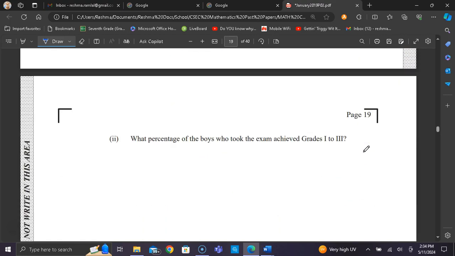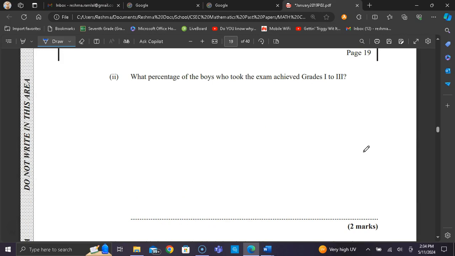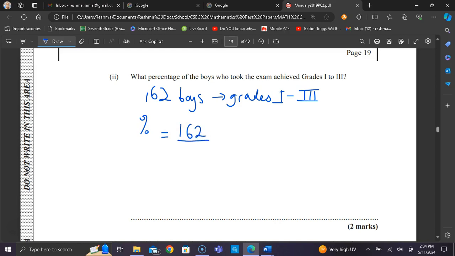So first, we subtract: 200 minus 38 is 162. So 162 boys gained grades 1 to 3. So the percentage of boys who gained grades 1 to 3 will be 162 divided by 200 multiplied by 100. All right, so that will be 162 divided by 2, which is 81%.